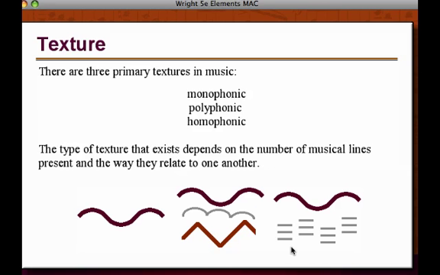So if you look at the difference between this first picture and this picture, notice that this would have some kind of an accompaniment, some kind of added harmony. So that's the difference between a monophonic texture and a homophonic texture.